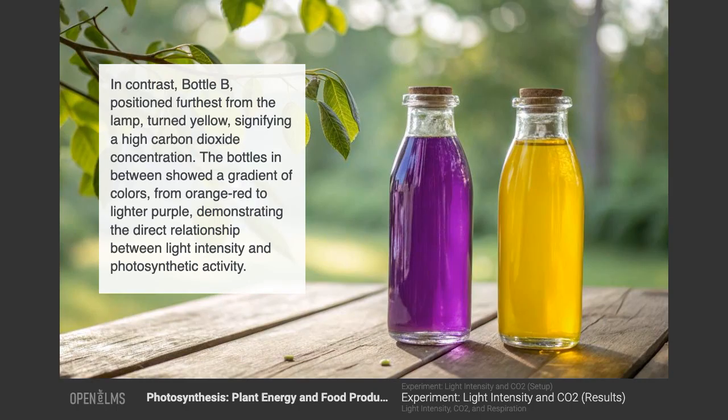The bottles in between showed a gradient of colors, from orange-red to lighter purple, demonstrating the direct relationship between light intensity and photosynthetic activity.